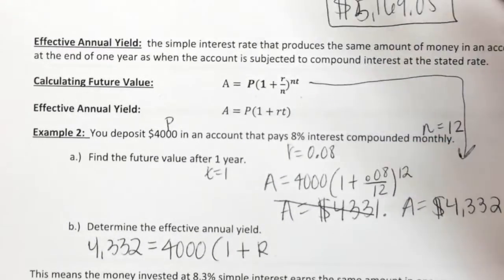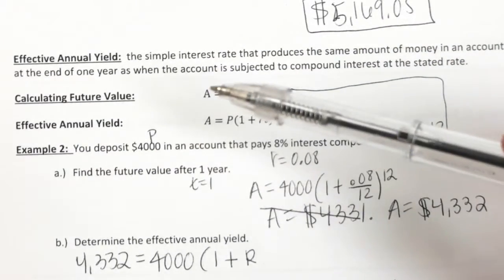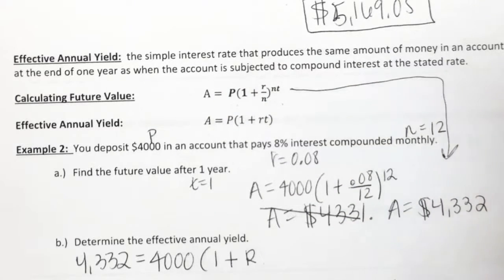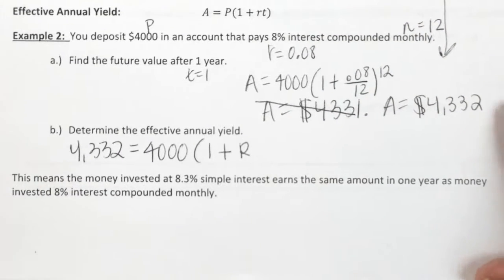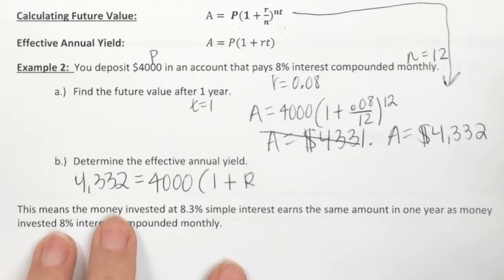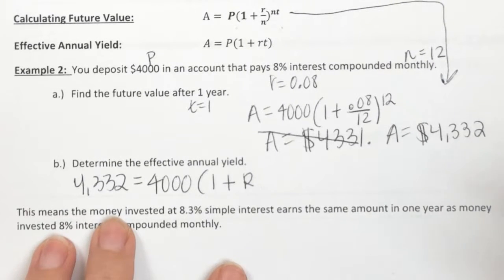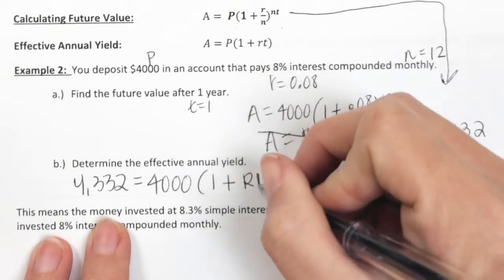Let me scroll up. The simple interest rate that produces the same amount of money in account at the end of 1 year as when the account is subjected to compound interest at the stated rate. So that's what we're trying to find, is the simple interest rate. So we're going to just leave R as R because that's what we're trying to solve for. We don't know what that is. And then for time, we're still going to use the time in years, T equals 1.